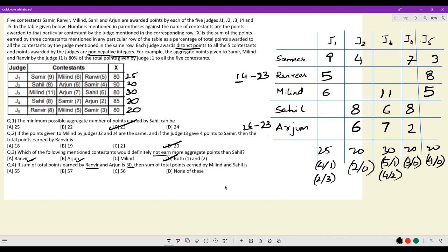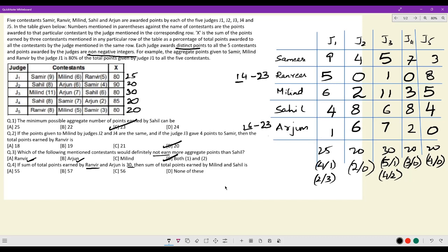Can you see for Ranveer and Arjun to earn 30, it has to be their minimum possible cases, 14 and 16, which is to say, here Ranveer is getting 0. And this time I'm writing it in big numbers because this is the last question. There is no more processing. He gets 0, Milind gets 2. Here he gets 1, Sameer gets 5. Here he gets 0, Milind gets 3. Arjun, here he gets 1, Sahil gets 4. Here he gets 0, Sahil gets 4.